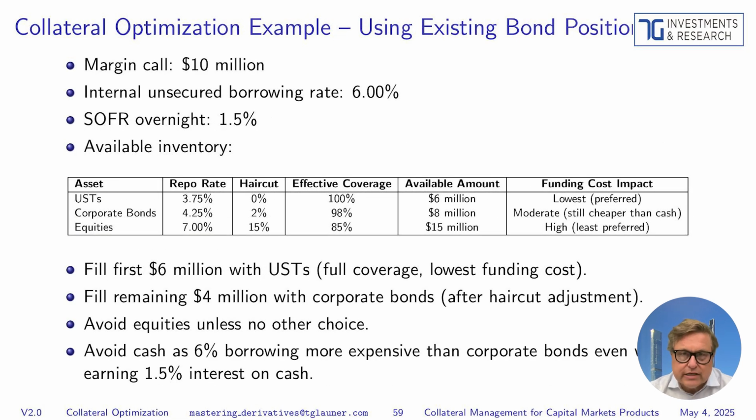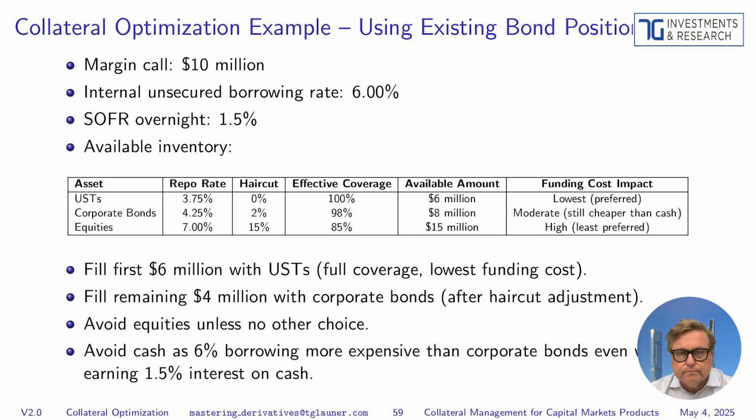In this simplified example, we receive a $10 million margin call. Our unsecured internal borrowing rate is 6%, and SOFR overnight is 1.5%. That means posting cash would still leave us with a significant net funding cost of 4.5%. Looking at available inventory, we have US Treasuries, investment-grade corporate bonds, and equities, each with different repo rates, haircuts, and available amounts.